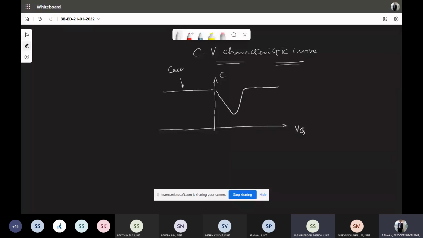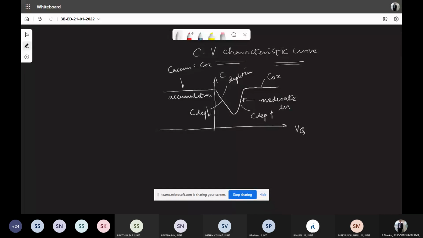This is C accumulation, which is equal to COX. This is C depletion. This is again COX. In this case, C depletion is coming down. In this case, again, it is C depletion only, but it is rising. So this is accumulation. This is depletion. What is this? Moderate inversion. This is strong inversion. Correct? These are the things that we discussed.